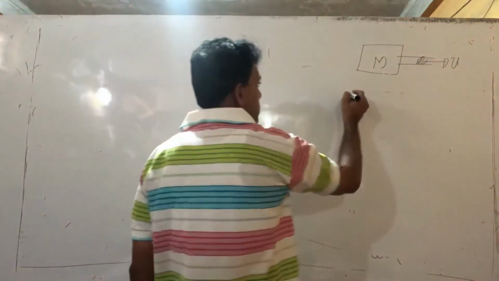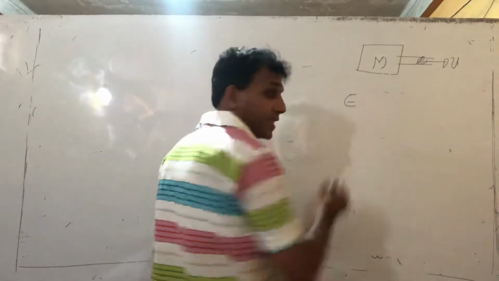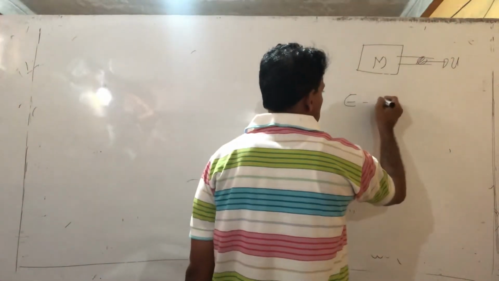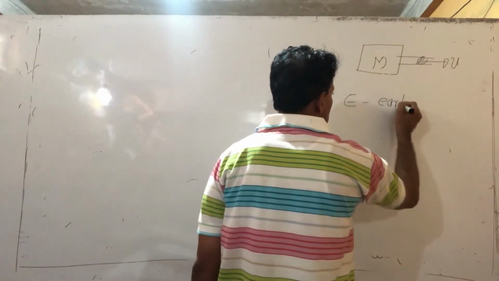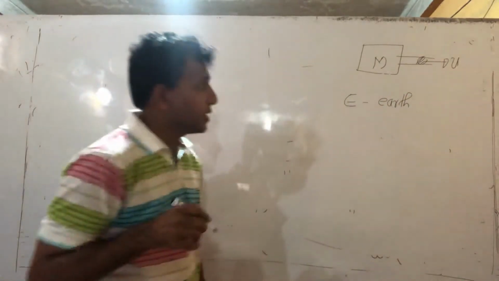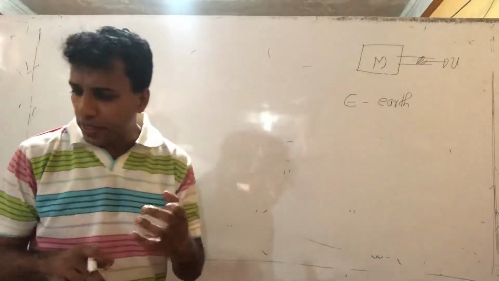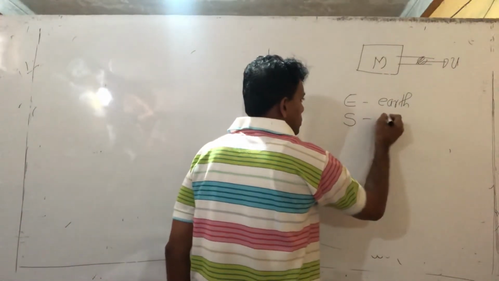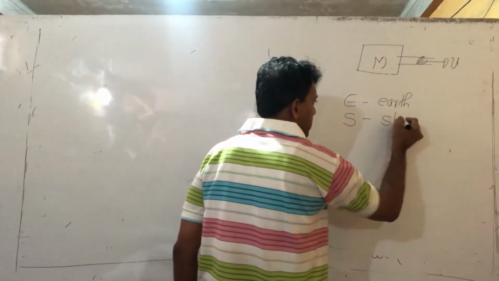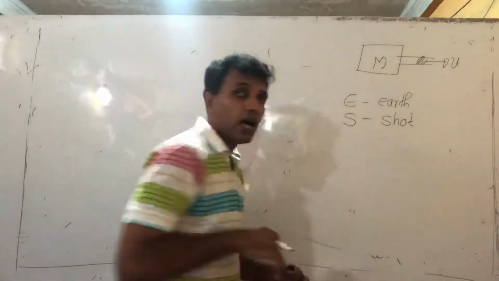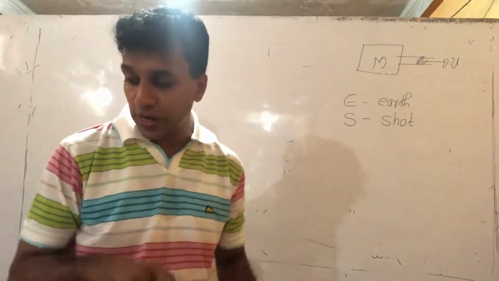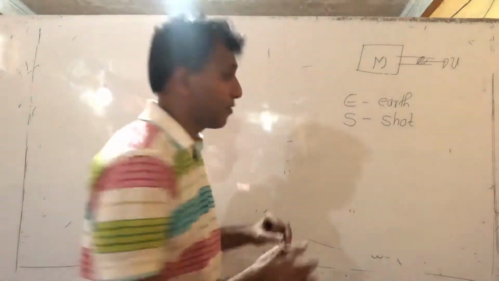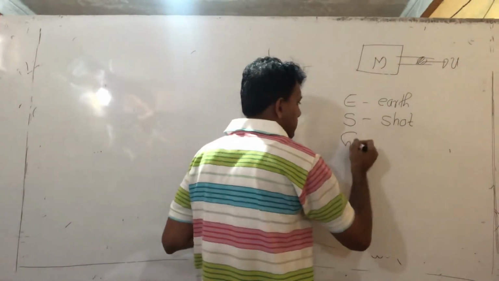Here, what is E? E is Earth. And I say S is for shot, the bullet. So why am I showing all this? To find the answer related to the Earth. And capital M is the gun, G is the gun.